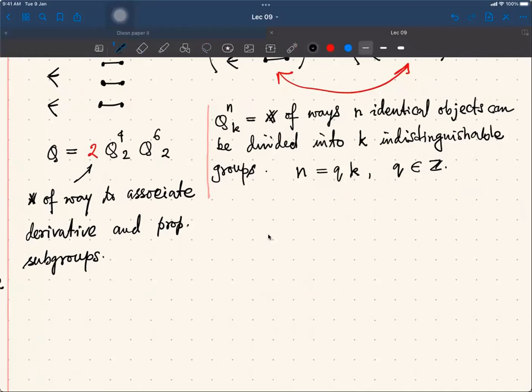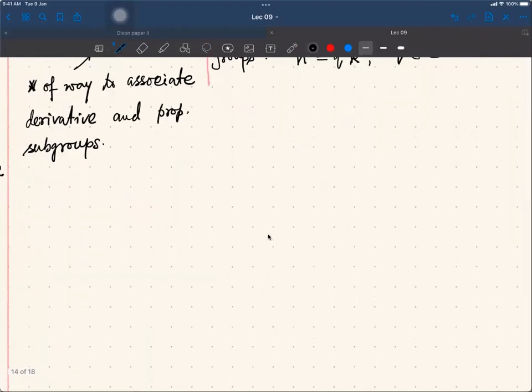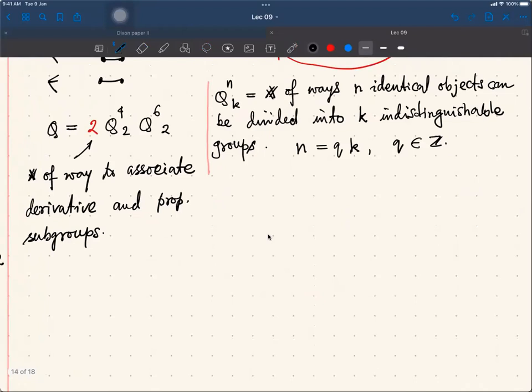Now let us calculate Q and K. How can we calculate Q and K? To calculate Q and K, proceed in the following manner.